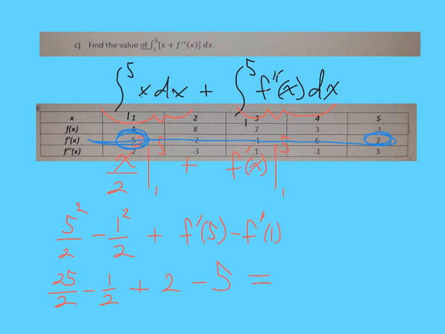Okay, so let's finish this off. 25 halves minus 1 half. That's 24 halves, which is 12. This whole thing here becomes minus 3. So we are at 9.